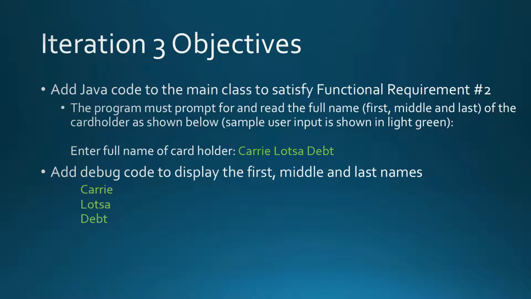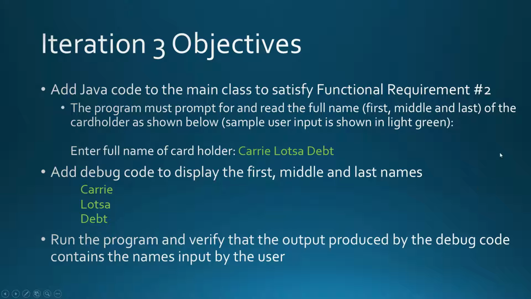We're also going to do something that's very common, and that's to add debug code so that we can tell whether or not certain portions of our logic are functioning as they should. So in this case, we're going to add code that displays the first, middle, and last names that we read in. Though not strictly a functional requirement, this will certainly give us an indication of whether or not the code we've written is correct. Finally, we're going to run the program and verify that the output produced by that debug code does contain the names input by the user.